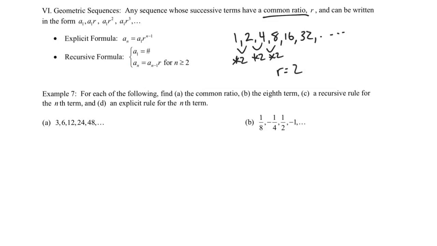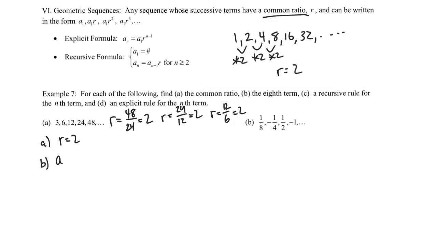It's pretty obvious that the ratio is 2, but if you're not sure, you can take any term and divide by the previous term. And so 48 divided by 24 is going to give you 2. If you took 24 and divided by the term before it, that would also give you 2. If you took 12 and divided by 6, which is the term before that, you would also get 2. And so the common ratio for this particular sequence is 2.